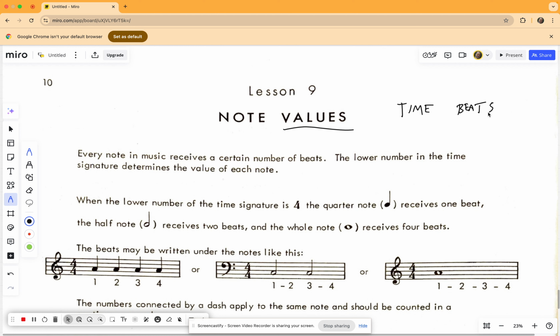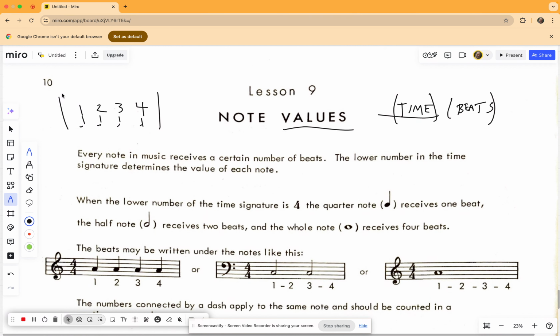Time and beats. All right? How many beats does it get? How much of the time of the music does it get? So every note in music receives a certain number of beats. The lower number in the time signature determines the value of each note. Remember in lesson 8, if the lower number was 4, then we were counting using quarter notes, 1, 2, 3, 4. And each measure will contain 4 beats total.